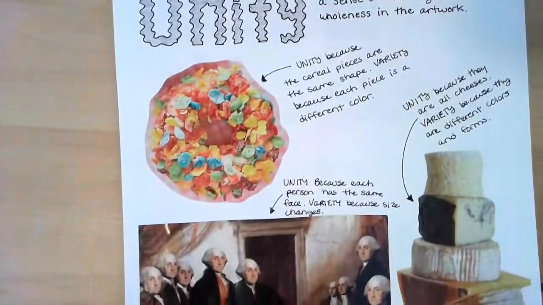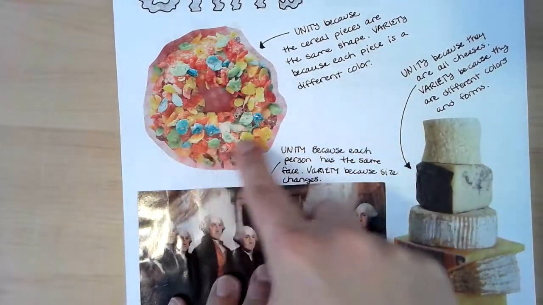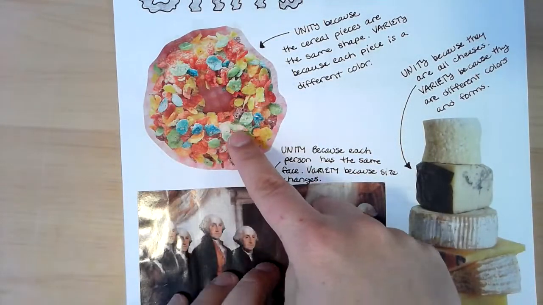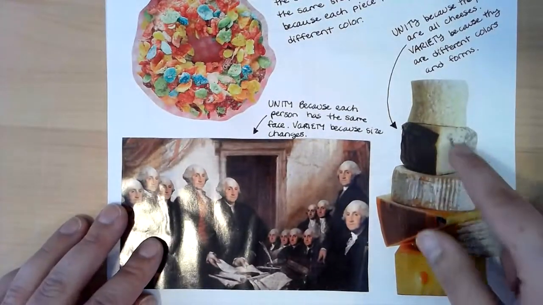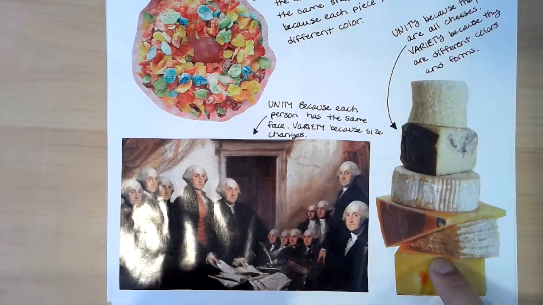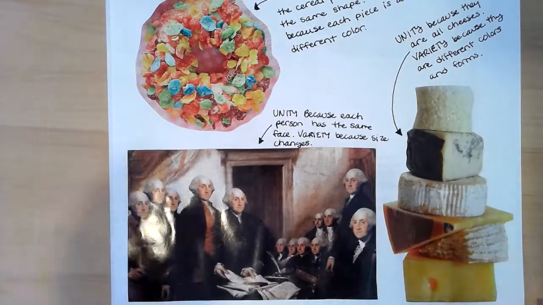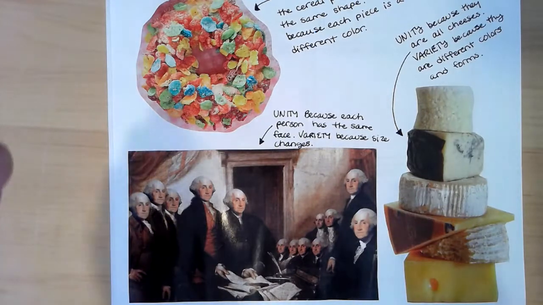okay? In my examples here below, we have the unifying factor that these are all the same type of cereal, like Fruity Pebbles, but each of them are different colors, okay? We have my snack of cheeses here where they're all different types of cheeses. So that's the thing that's different about them, but they're all cheese, okay? So there's something that's similar that ties them together. And then there's also something that makes them a little bit different, okay?